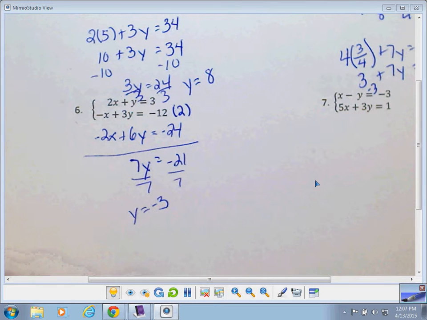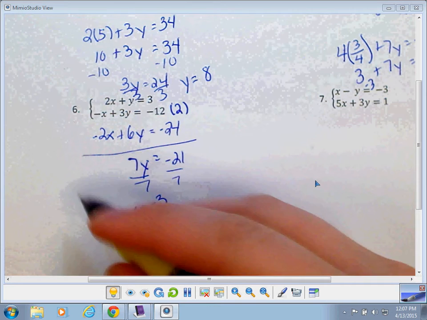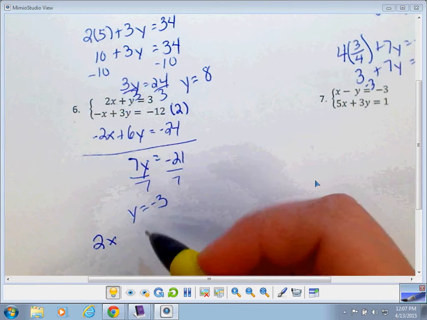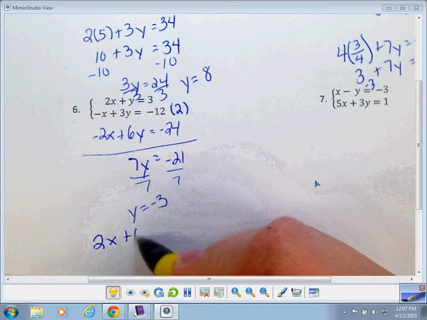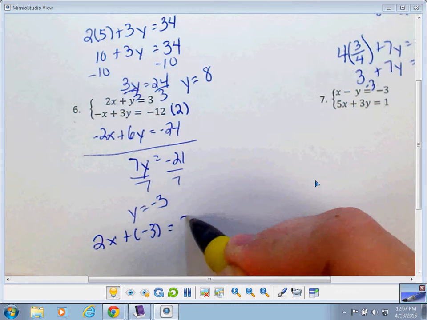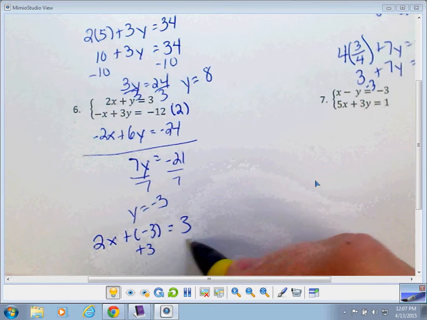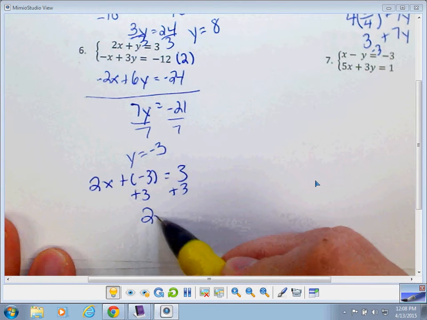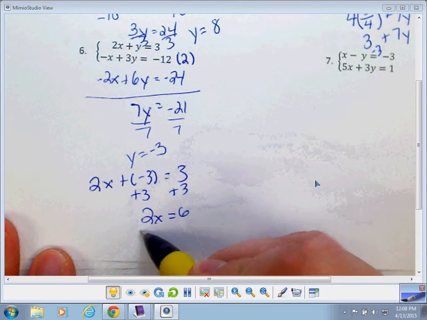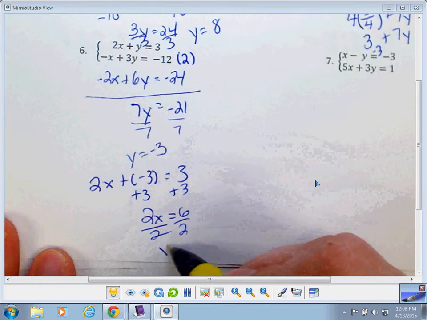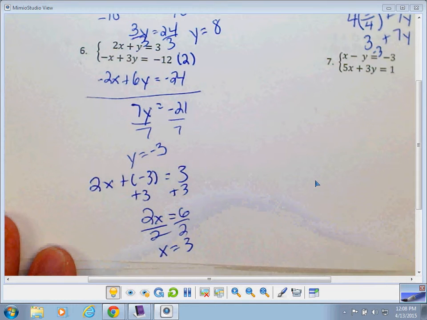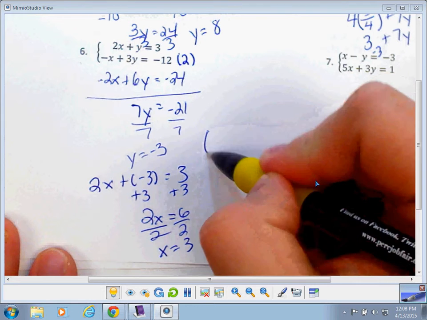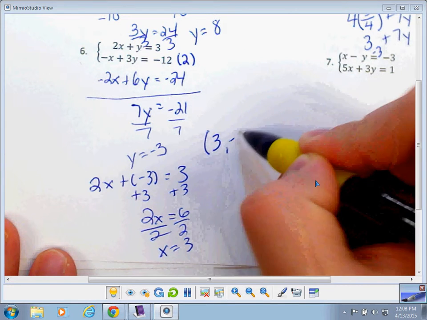Go ahead and plug back into either one of the first two originals. We'll choose the first one. We get 2x plus a negative 3 equals 3. Then you want to add 3 to both sides and get 2x is equal to 6, divided by 2, get x is equal to 3. So now we have the solution. It's going to be 3, negative 3.